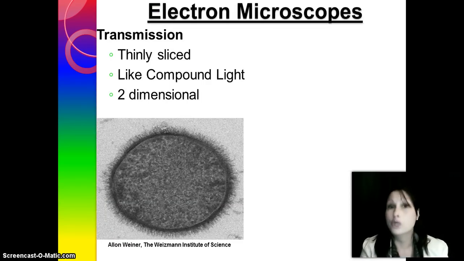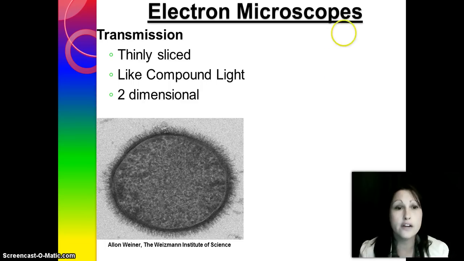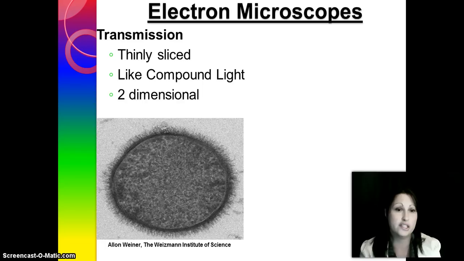Two that we need to mention that you will never see in lab are the electron microscopes. These guys are really big and really, really expensive. So a lot of the four-year colleges have them. We do not have them because we don't have a need for them. Two of them that we're going to talk about are the transmission electron microscope and the scanning electron microscope. Over here on the left, you can see a 2D image of a bacteria, and that's taken using a transmission electron microscope. Like the compound light microscope, everything that it views needs to be very, very thinly sliced. And then it's going to give you this two-dimensional, very magnified image.